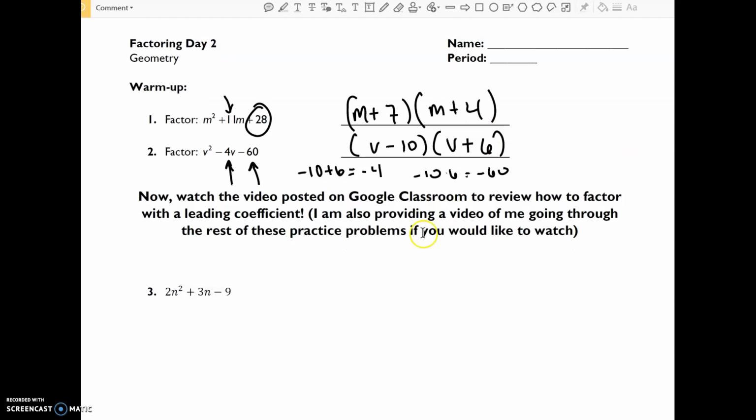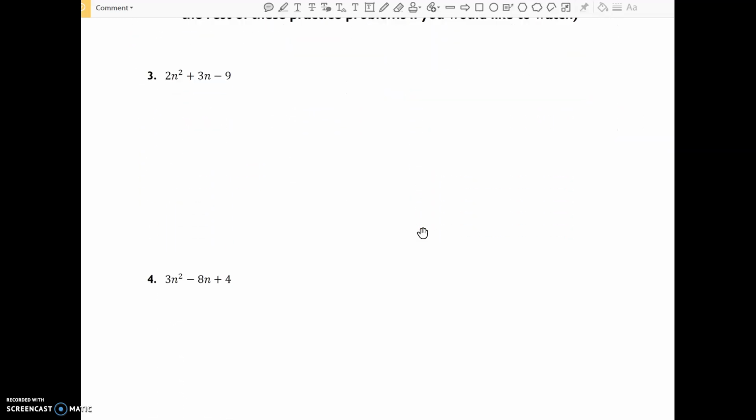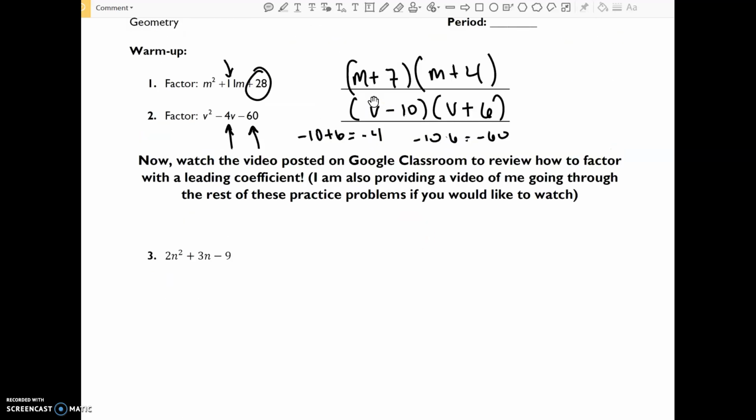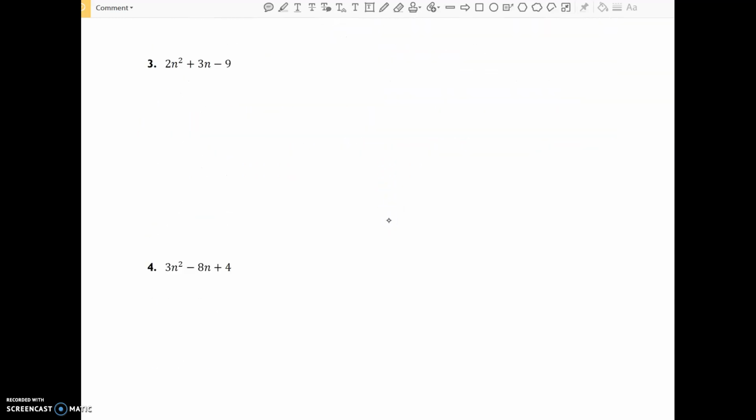Okay, so what do we do when we have a leading coefficient? We're going to do something similar here. With the video, you've seen how we do this, but we're going to set up our two groups, and we're going to think about the first and the last terms, and what we multiply to get each of those.